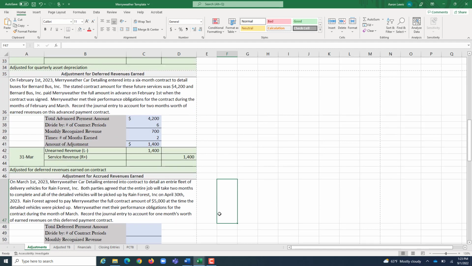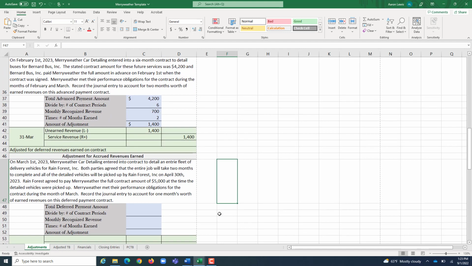In our next entry, we have another contract, but this one's going to work the other way around. On March 1st of 2023, Meriwether Car Detailing is going to enter into a contract to detail an entire fleet of delivery vehicles for Rainforest Incorporated. Both of these parties, at the time that we entered into this contract, have agreed that the entire job is going to take 2 months to complete, and at the end of the 2 months, after we're done detailing all of these delivery vehicles, they're going to be picked up by Rainforest Incorporated on April 30th.